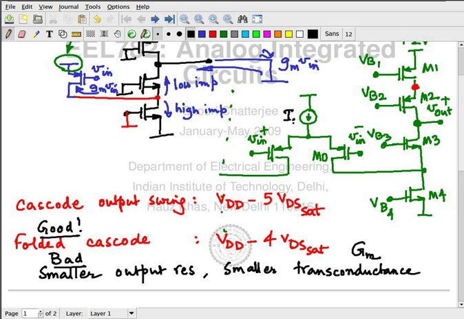Let's look at the DC picture. Where is that I0 going? That I0 is splitting into two pieces. So I0 by 2 is going this way. I0 by 2 is going to go the other way. And where is that I0 by 2 going to go? It can't go upwards. DC current is never going to go upwards. It's going to go downwards.